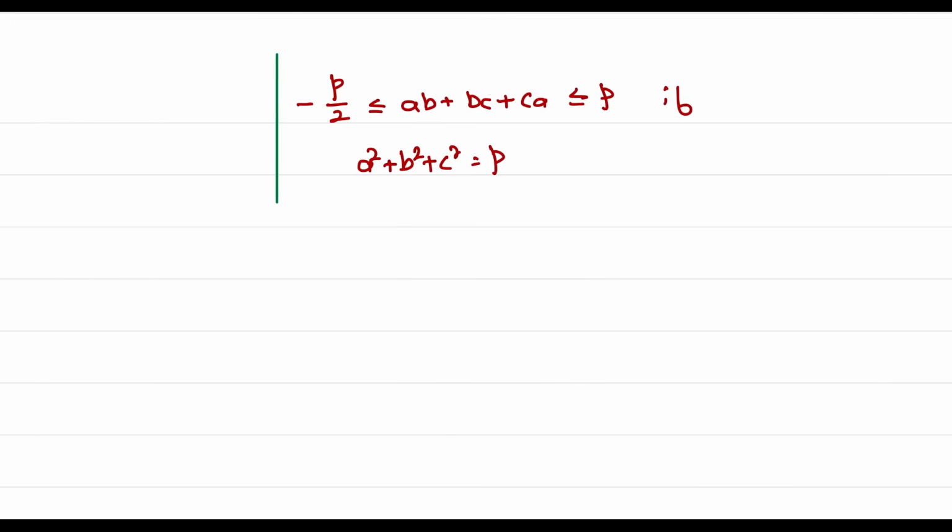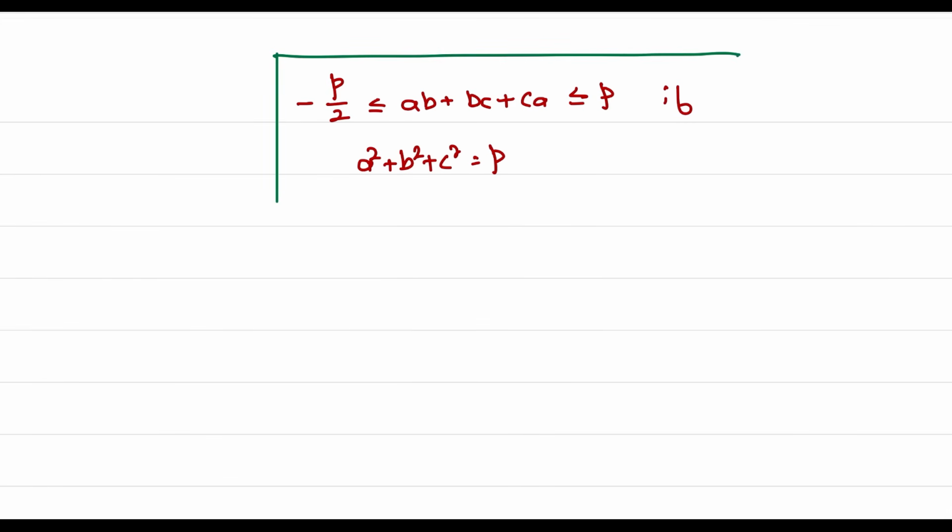Ultimately, we want to check in the homework whether minus p by 2 is less than or equal to ab plus bc plus ca, less than or equal to p, if a square plus b square plus c square is equal to p. This is what we wanted to check. Please cross check it, do the homework.